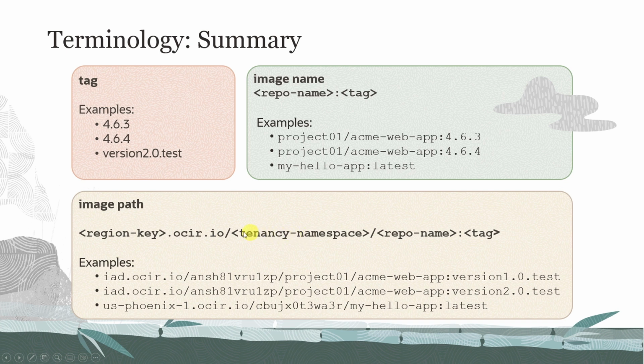An image path is a fully qualified path to a particular image in a registry. It extends the repository path by adding tags associated with the image. It has the following structure: region key.ocir.io/tenancy namespace/repo name:tag. And you can always refer to Oracle's official documentation to identify the region key for the region you're working in. From the examples, we can see that there are two image paths belonging to the US Ashburn region, whereas the third one belongs to the US West Phoenix region.